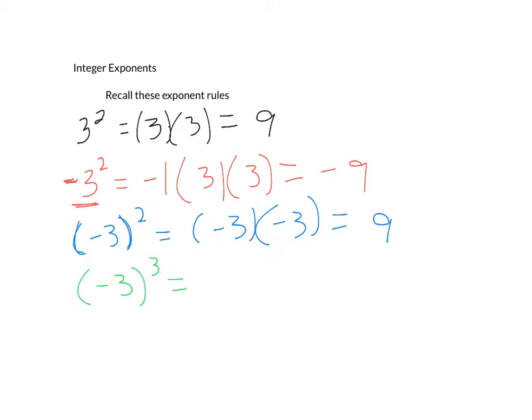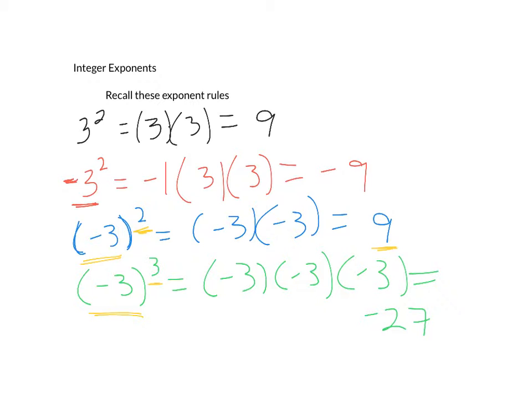Take a look at the bottom one. The quantity of negative 3 cubed is negative 3 times negative 3 times negative 3, which gives you negative 27. So what you need to remember here is when you have these parentheses, your answer, positive or negative, will depend on the exponent. If you have an even exponent, your answer will be positive. If you have an odd exponent, your answer will be negative.